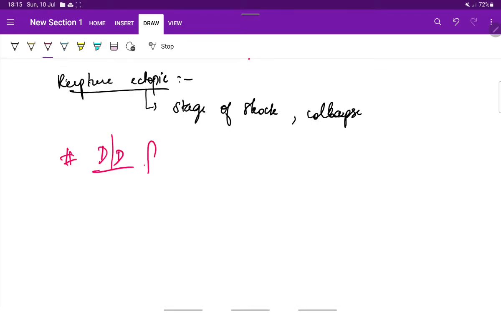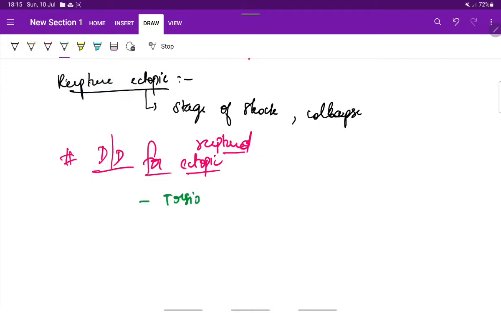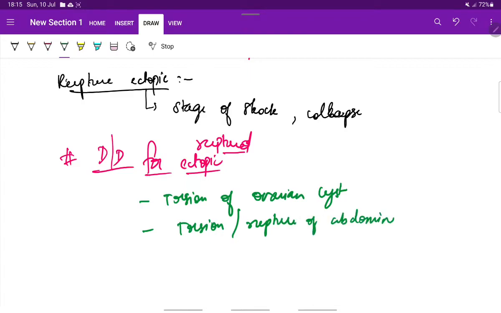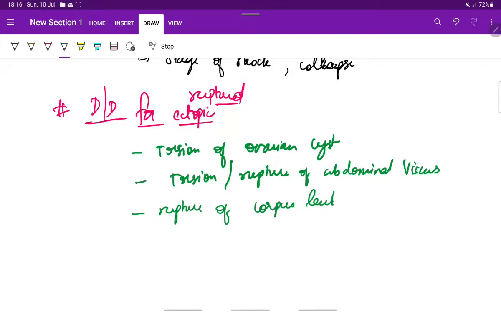So, what are all the differential diagnoses for ruptured ectopic? So, the differential diagnosis would be torsion of ovarian cyst or torsion or rupture of any abdominal viscus, or rupture of corpus luteum cyst, and acute appendicitis. These are all the differential diagnoses for ruptured ectopic pregnancy.